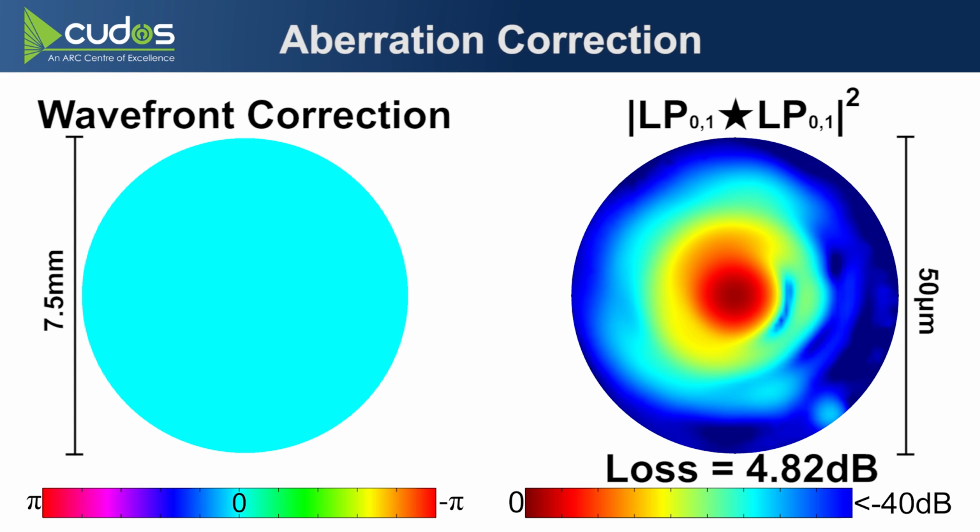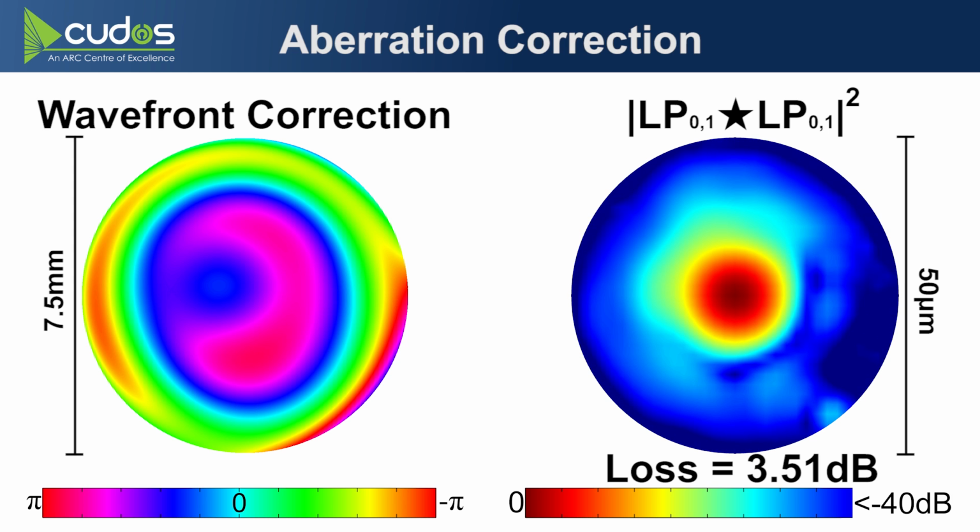We've got a loss of about 4.82 dB. It's a dB scale, so it's probably not as bad as it looks. But then you apply the correction mask, and the loss drops to 3.51 dB. There's still a bit of a pedestal there, but it looks a lot better.